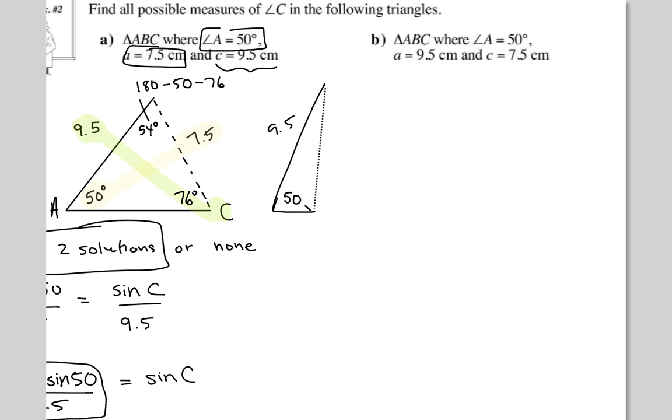So now right here is the 104. And then up here would be 180 minus 50 minus the 104. So 130 minus 104 is 26. And those are the two possible triangles with the given information.